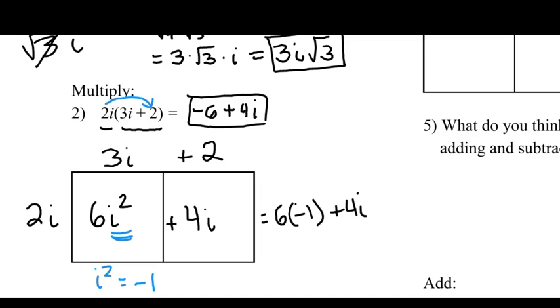Now, this is standard form. I'm going to show you what's not standard form. If I were to write this as 4i minus 6, even though that's the same answer, technically we want to put the term with the imaginary part in the back, and that would be considered standard form. So that would be our final answer.